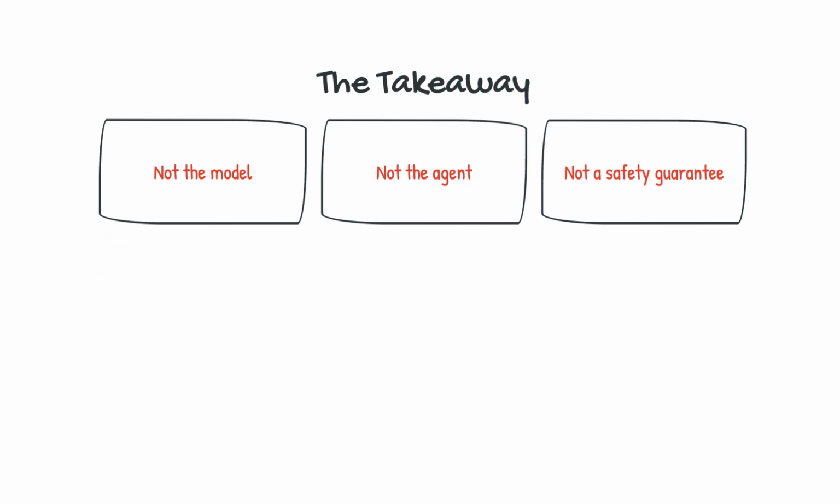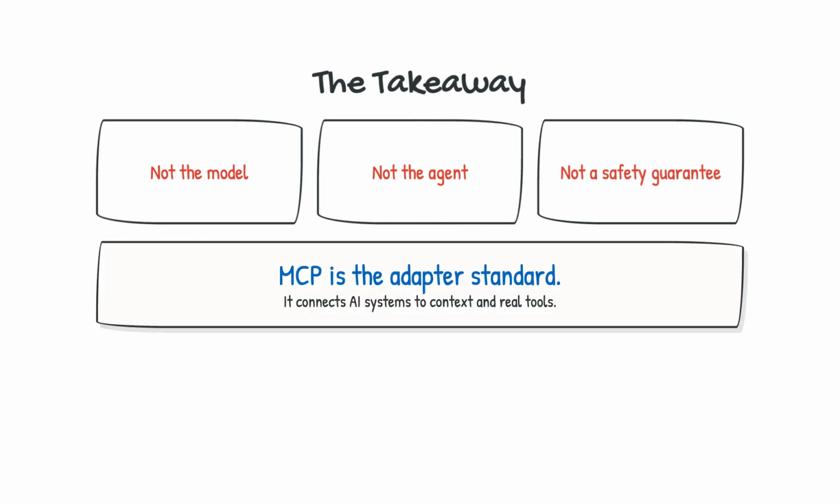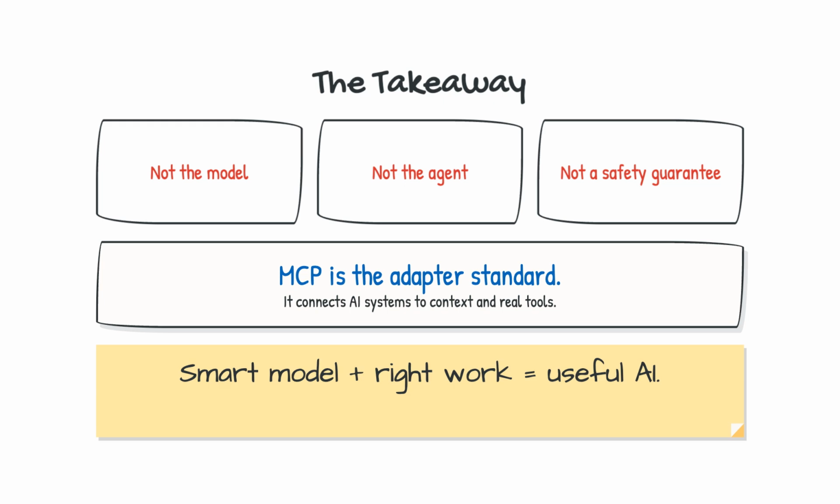Here's the takeaway. MCP is not the model. It is not the agent. It is not a safety guarantee. MCP is the adapter standard that helps AI systems connect to useful context and real tools. The next wave of AI will not be defined only by the smartest model. It will be defined by who connects that model to the right work.